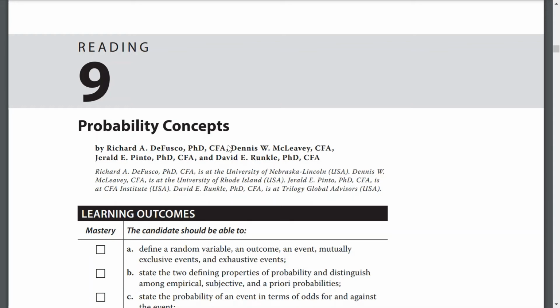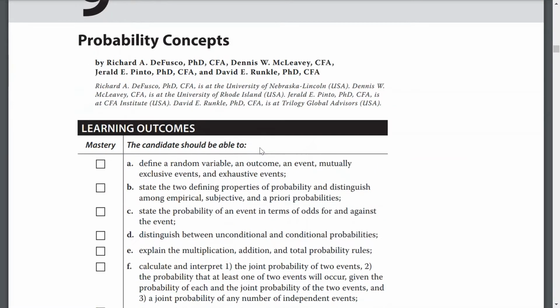CFA Level 1 Program Curriculum, Reading 9: Probability Concepts. Learning Outcomes. The candidate should be able to: A. Define a random variable, an outcome, an event, mutually exclusive events, and exhaustive events. B. State two defining properties of probabilities and distinguish among empirical, subjective, and a priori probabilities.